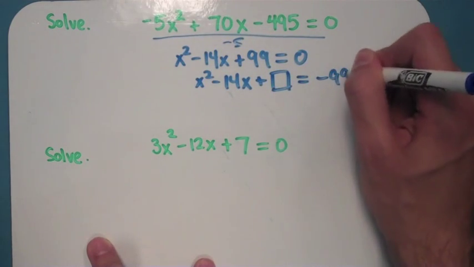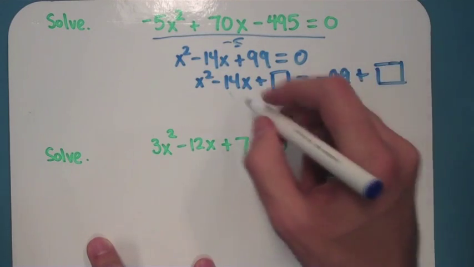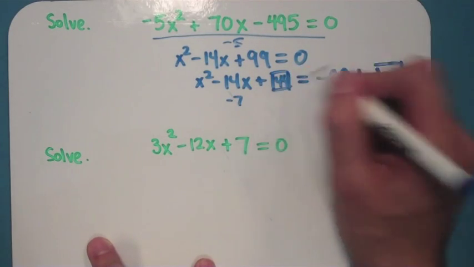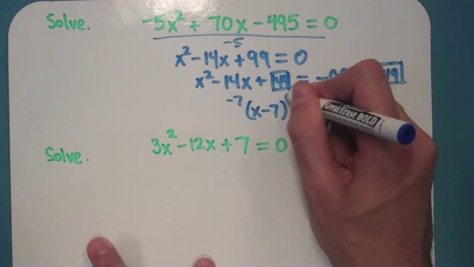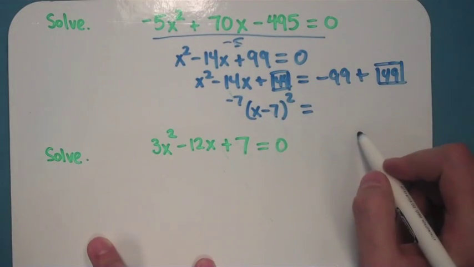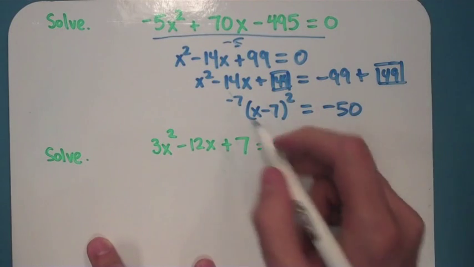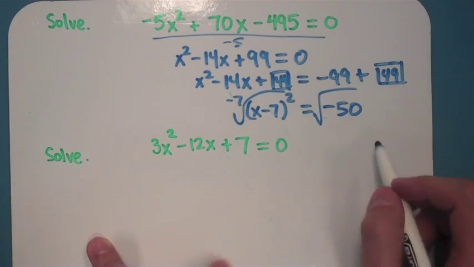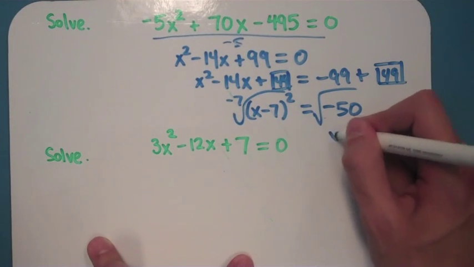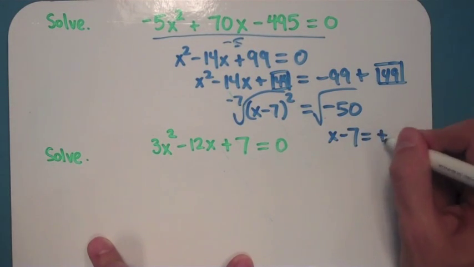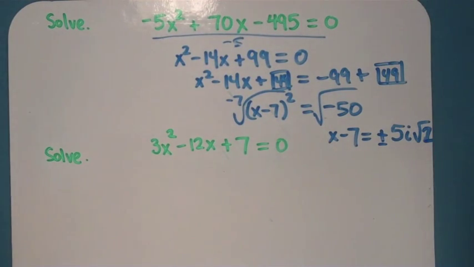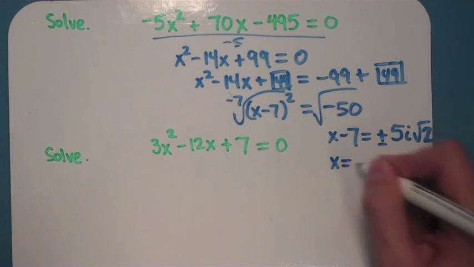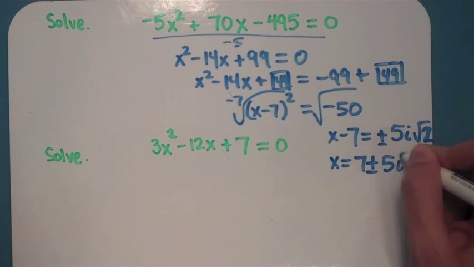And at this point on this one, the number that's going to end up going in our box is going to be a positive 49. So we end up with x minus 7 quantity squared on this side. And on this side over here, we end up with a negative 50. So we do our square root method. We have square root of a negative, so we're going to be dealing with an imaginary solution. We get x minus 7 equals plus or minus 5i root 2. If you simplify the square root of 50, you'll get 5 root 2, so it'll be 5i root 2 on that one. And if you add your 7 to both sides, you'll get x equals 7 plus or minus 5i root 2.